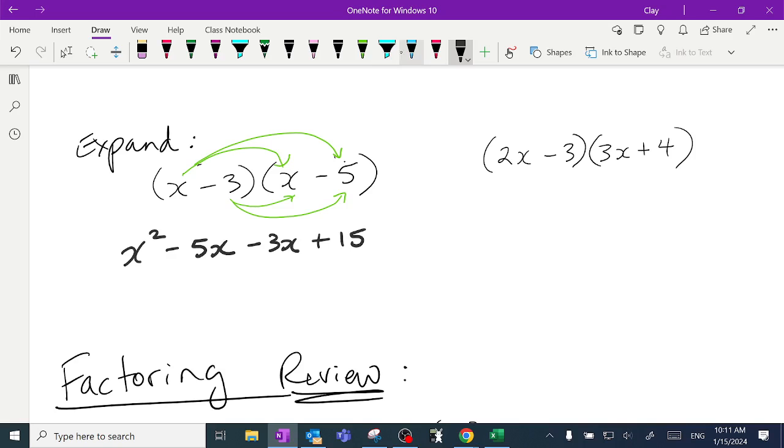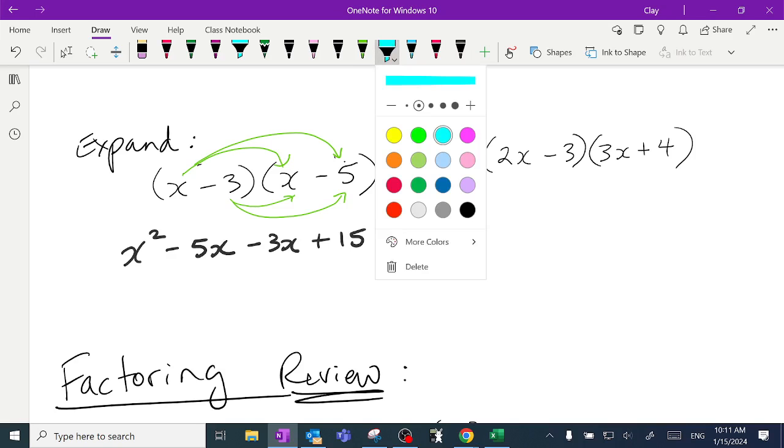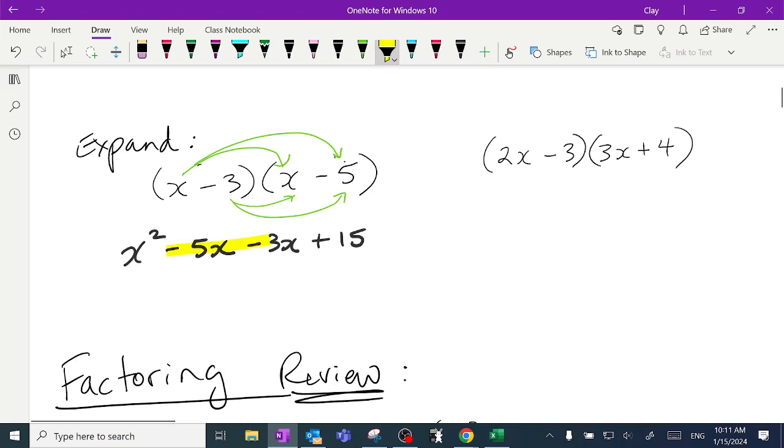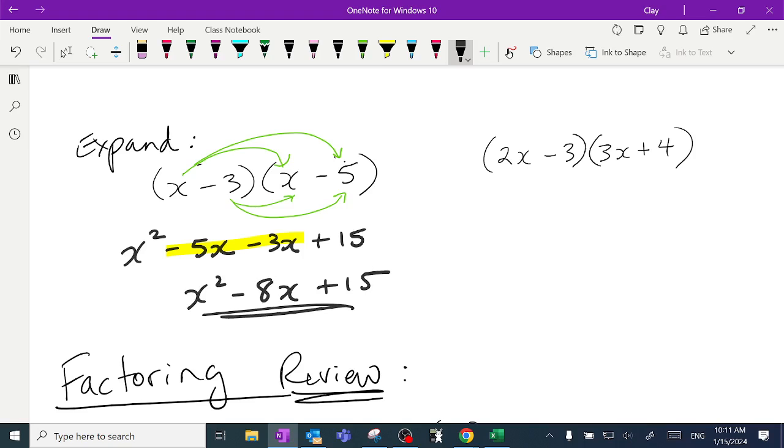And the like terms that you can collect are these two. And you can say negative 5 minus 3x is minus 8x plus 15. Interesting. You started with 2 binomials, you end up with a trinomial, and that should start looking familiar. You should be going, oh yeah, these are the kinds of things we've been working on in Chapter 7. So, multiply this out now.